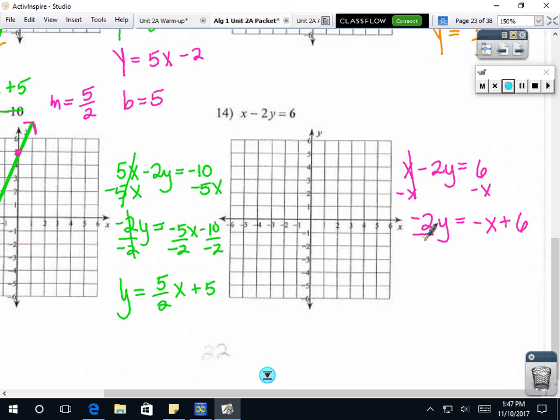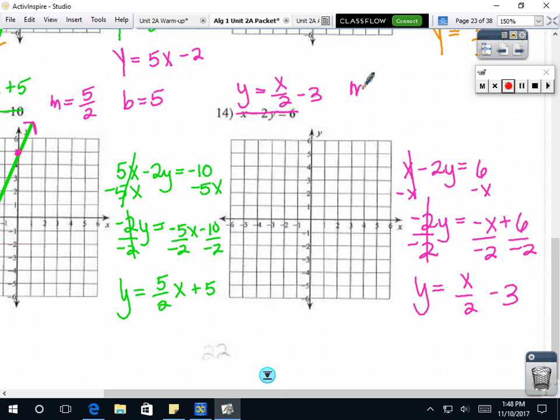Now you divide by negative 2, divide this by negative 2, and divide that by negative 2. Those cancel, leaving y by itself. A negative divided by negative becomes positive, and 6 over negative 2 becomes negative 3. So now we have y equals x over 2 minus 3. So that makes the slope what?